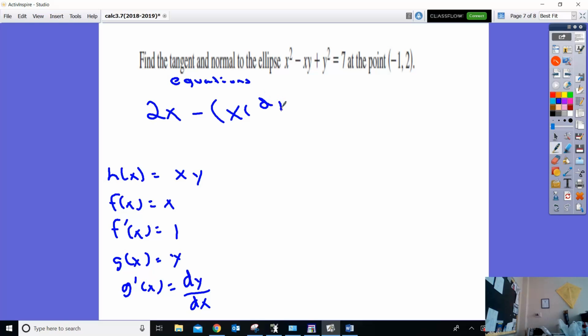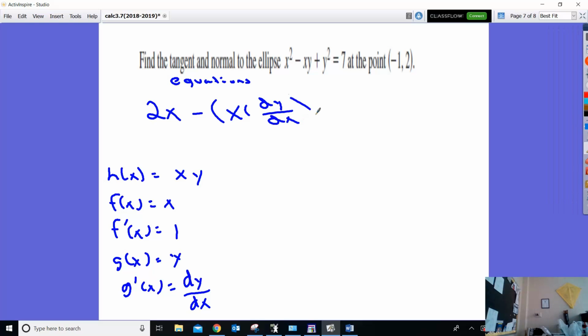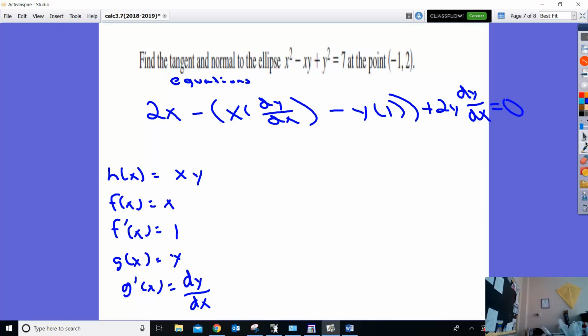dy dx. Minus y times the first function 1. There's a product rule for that piece right there. Then you got to take the derivative of y squared, which is 2y dy dx. And that is going to have to equal a big fat 0.